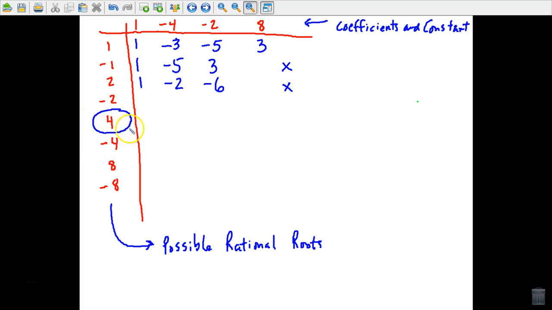Now I've circled the number because I already know that the number 4 is a rational 0. So let's skip -2. Now you wouldn't necessarily know that yet, but let's just test 4 so that we can see what it looks like when we do find the actual rational root. Okay, so 1 times 4 is 4. 4 plus -4 is 0. 0 times 4 is 0. 0 plus -2 is -2. -2 times 4 is -8. -8 plus 8 is 0. So we have found our first solution.